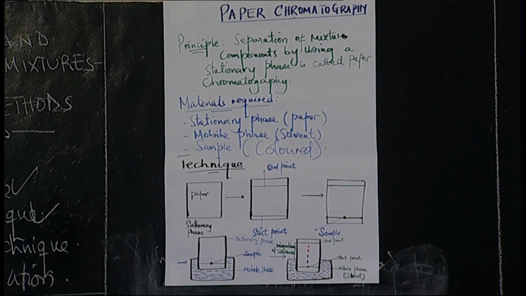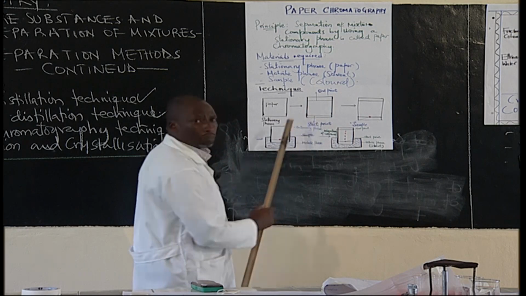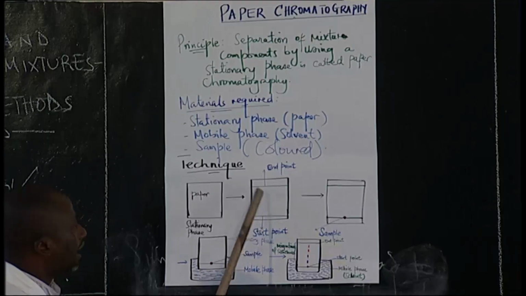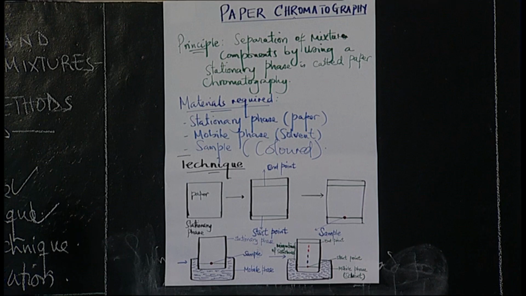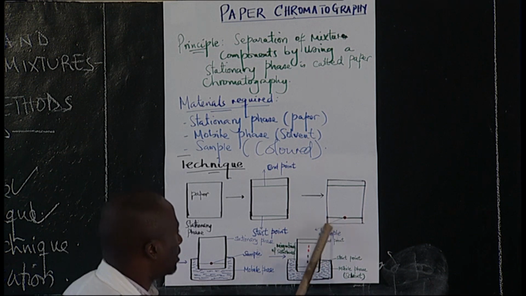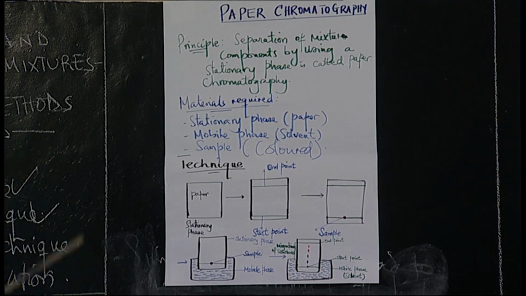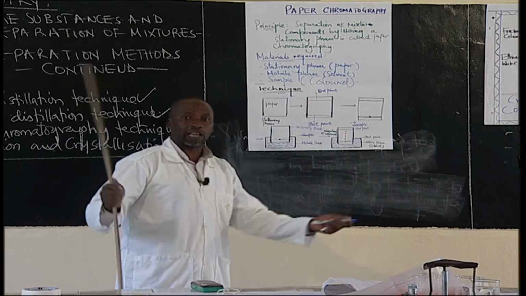What is the technique that you have to employ? You have the paper, which is the stationary phase, you cut it, and then on the paper, put a line with a pencil. That line is called the start point. It can be in rectangular form or in square form. And then on the start point, you put a drop of the sample that you are going to separate. This sample, in most cases, has to be colored.